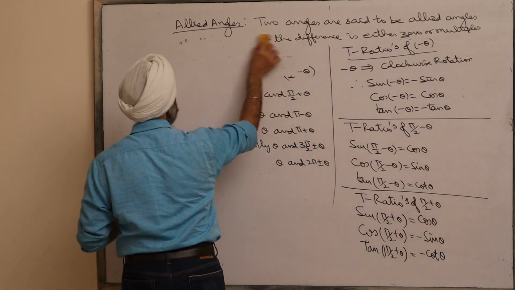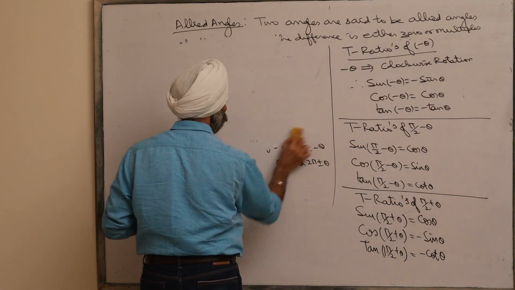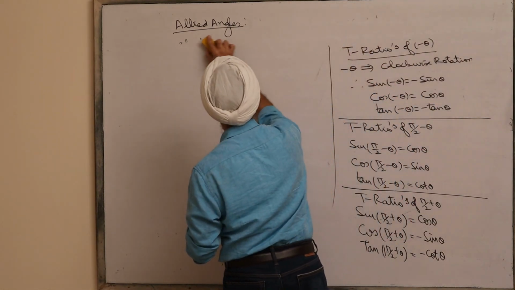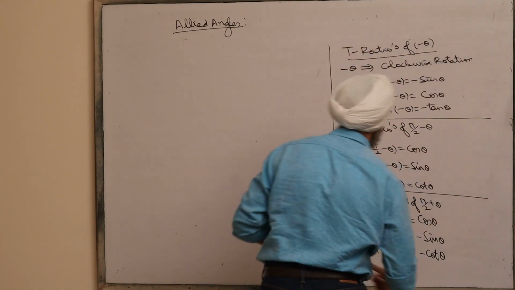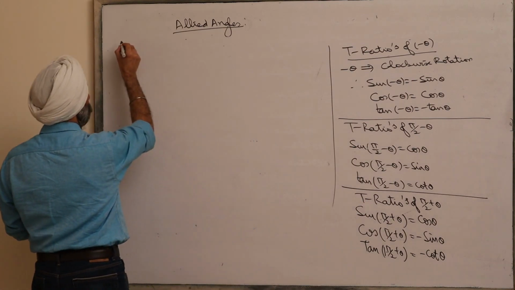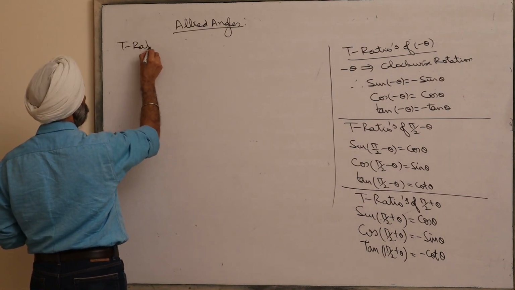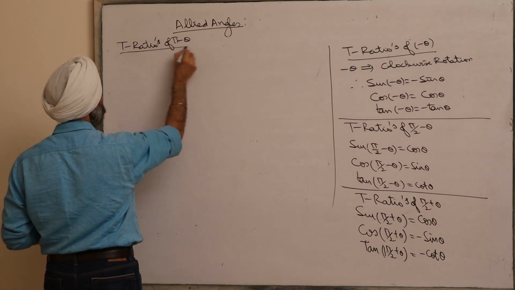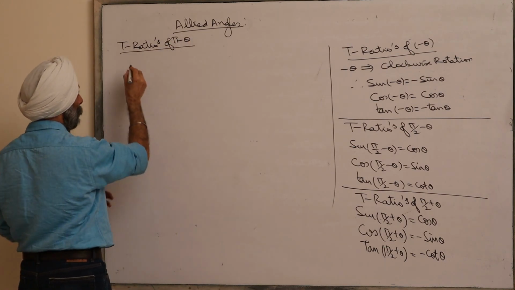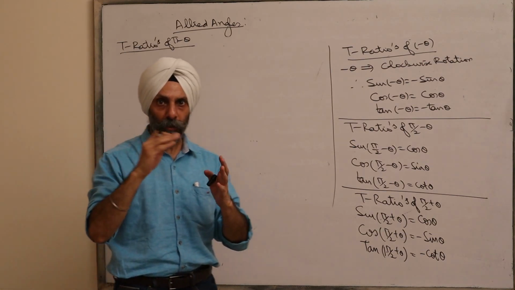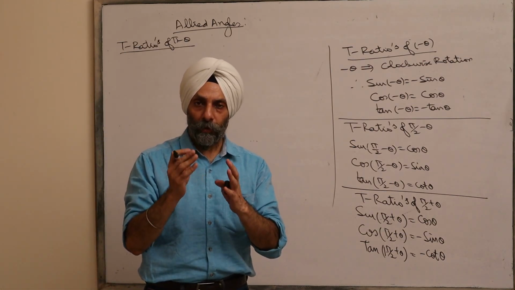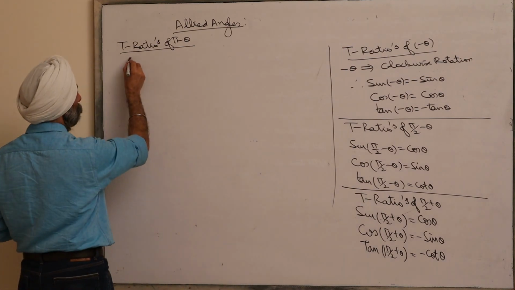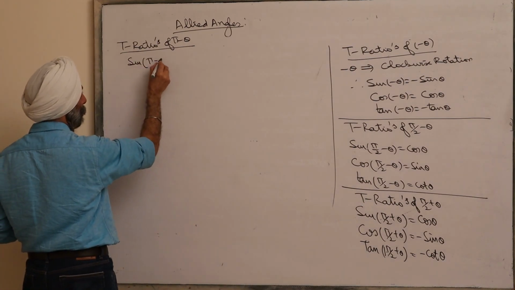Now similarly, next is T ratios of pi minus theta. Now pi minus theta angle, 180 minus theta angle is smaller than 180 degree. That means it is in the second quadrant. Now sine of 180 minus theta.